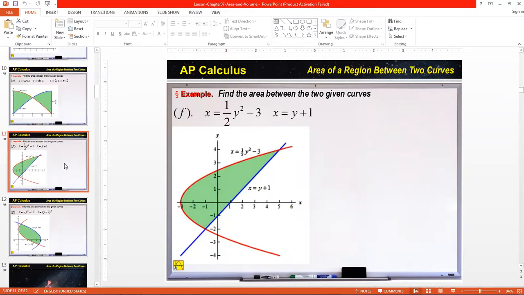So what you have to do in that case is, well, the first thing you may try is solving for y, but I don't think you have to. Let me just sketch right here on my board pretty much what we have. Something like this. So this is x equals 1/2 y squared minus 3, and then x equals y plus 1.